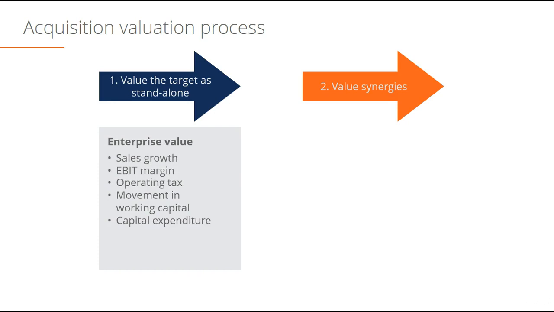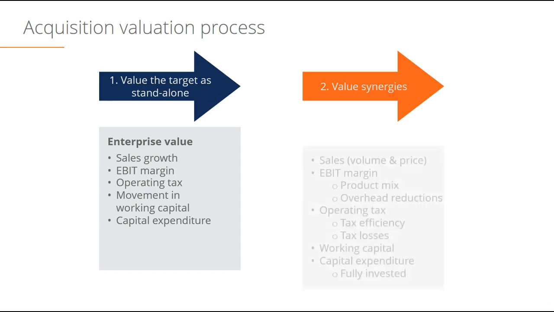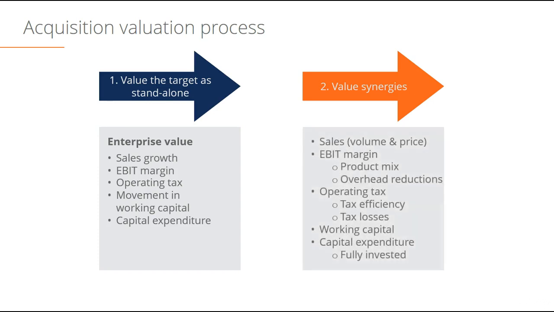We're going to look at the sales growth, the margins, the tax environment, the working capital structure, and the actual capital structure that we intend to put on this business. In phase 2, when we're looking at synergies, we focus more on things like overhead reductions, efficiencies, and being fully invested in the business.